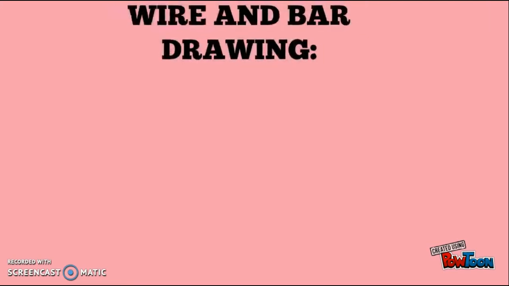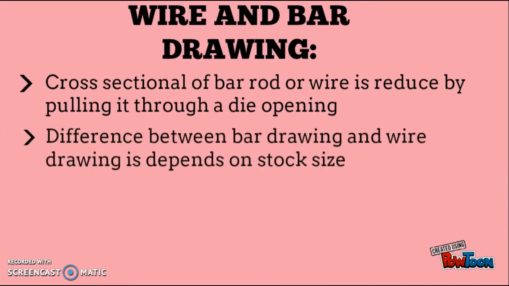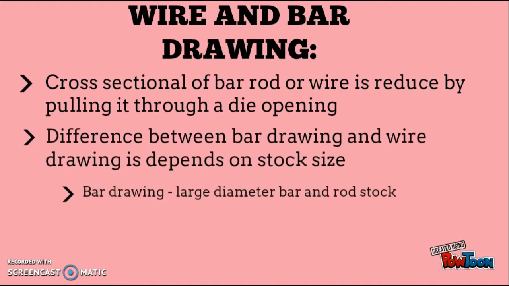And lastly, the process of bulk deformation is wire and bar drawing. In wire and bar drawing, the cross section of a bar, rod, or wire is reduced by pulling it through a die opening. The difference between bar drawing and wire drawing depends on stock size. Bar drawing uses large diameter bar and rod stock, and wire drawing uses small diameter stock.